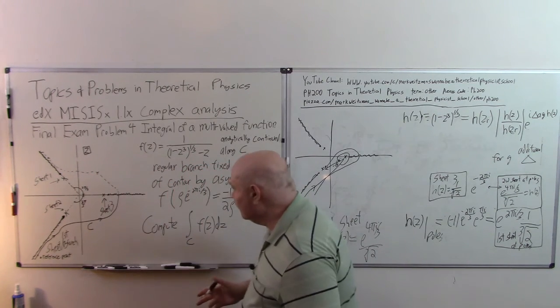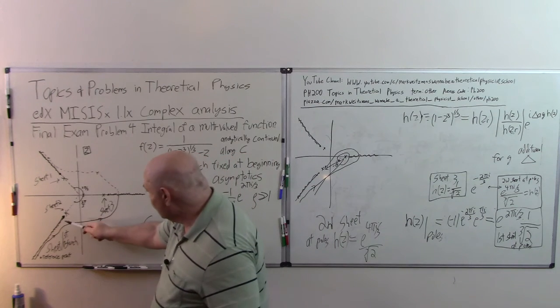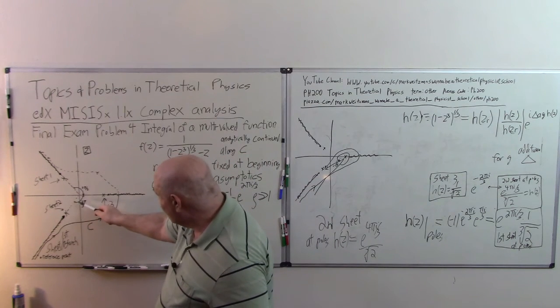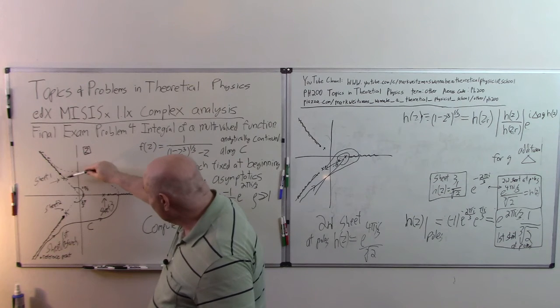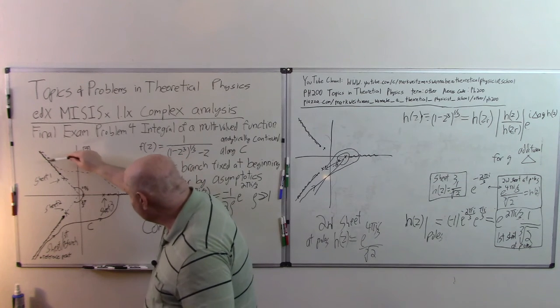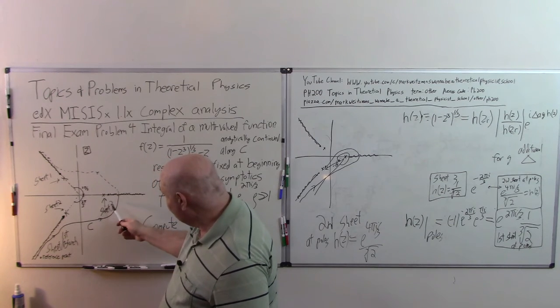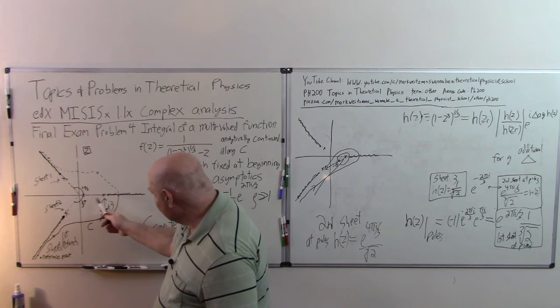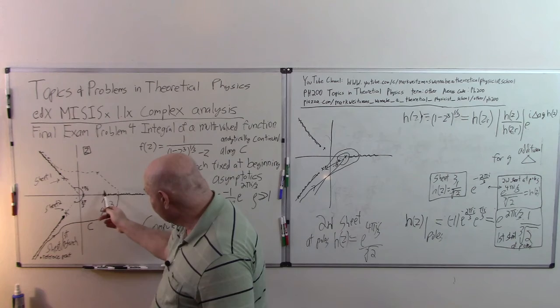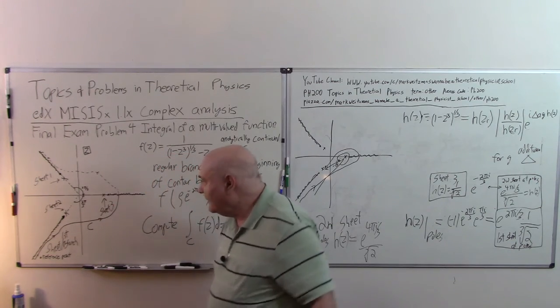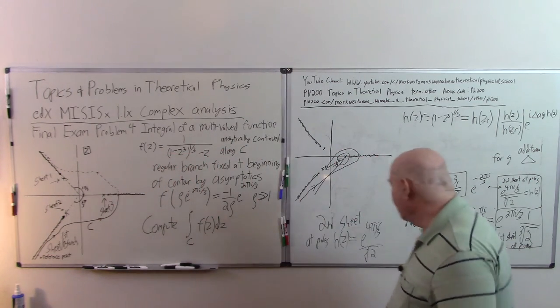So everything is very convenient. We can ignore this pole here because we're on sheet 1. We can ignore this pole here because when we're integrating our function, we're on sheet 2. And we can ignore this pole here because this is on sheet 3 and we're either on sheet 1 when we go below and we're on sheet 2 when we go above. So everything works out nicely.